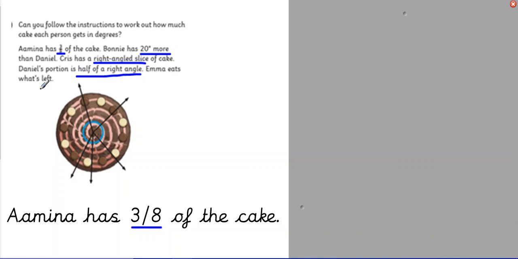So the way I would do this, I would work out Chris and Daniel's portions first, because I know how much a right angle is in degrees, and then I can work out half a right angle in degrees, because remember, we are having to write how much each person got in degrees. Then I would work out Bonnie's, because Bonnie has 20 degrees more than Daniel. After that I would then work out how much Amina had. So remember, 1/8 is half of a right angle.